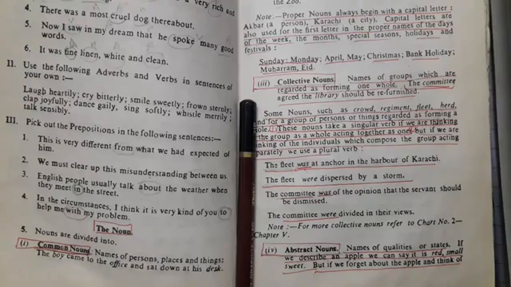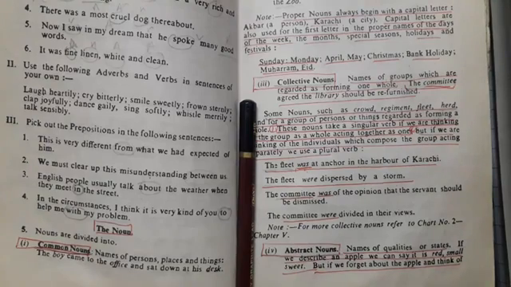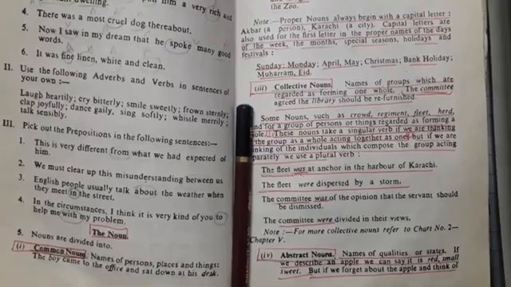Nouns are divided into 5 kinds. These are common noun, proper noun, collective noun, abstract noun and material noun. Now we will study them one by one. First one is common noun.